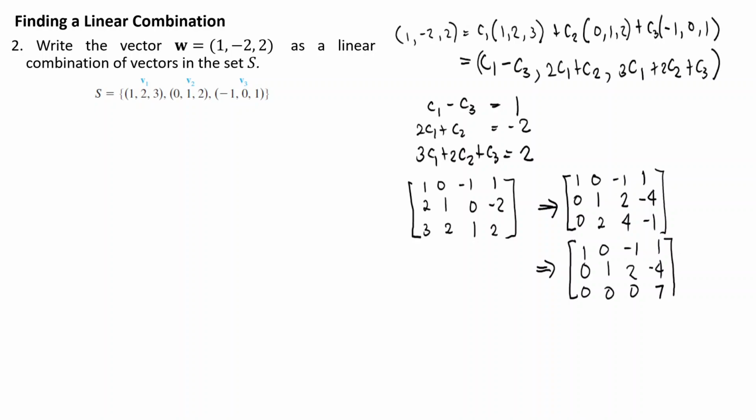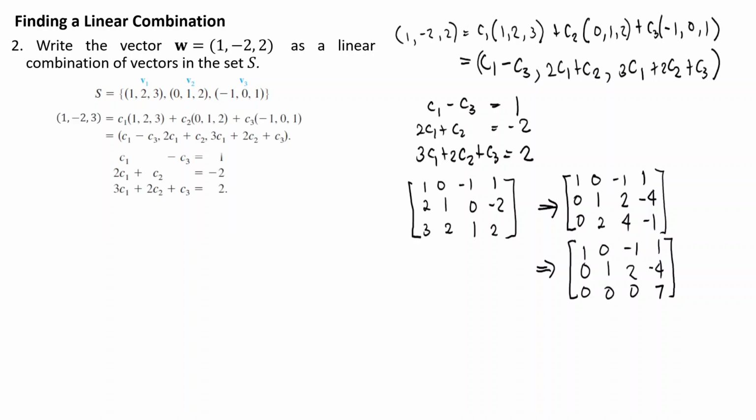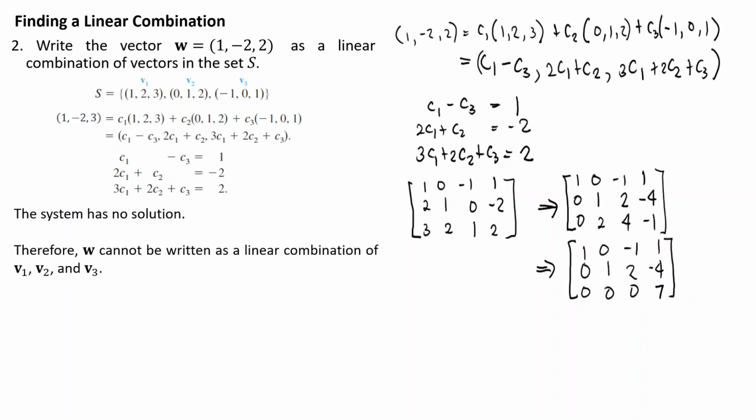Okay, so this third row implies that we have no solution. So the system has no solution. Therefore, W cannot be written as a linear combination of vectors v sub 1, v sub 2, and v sub 3.